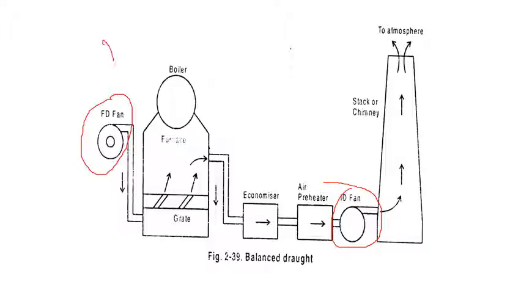So there are two fans. Here you can see the two fans. The first one is the FD, the second one is the ID. Such systems are very much used in high capacity megawatt plants, right?